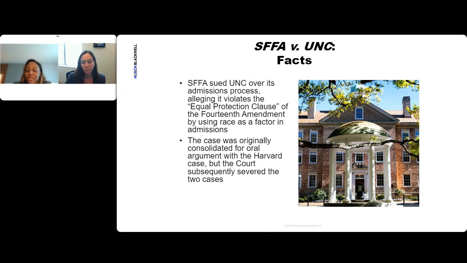So SFFA versus UNC, as I mentioned earlier, originally both of the cases were brought at the same time, and they were consolidated, but following the appointment of Justice Ketanji Brown Jackson, who's a member of the Harvard Board of Overseers, the cases were split, with Justice Jackson abstaining from the Harvard case while participating in the UNC case. In the UNC case, petitioners for SFFA sued UNC over its admission process, alleging that the process violated the 14th Amendment by using race as a factor in admissions. Now, UNC admitted that it uses race as one of the factors in the admissions process, but argues that the process adhered to the factors required under the Supreme Court decision in Grutter versus Bollinger.